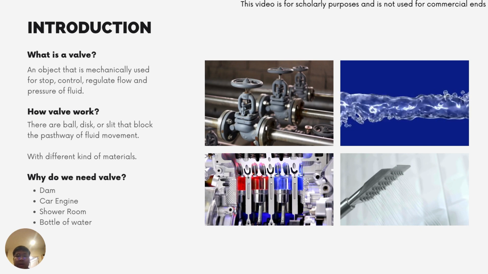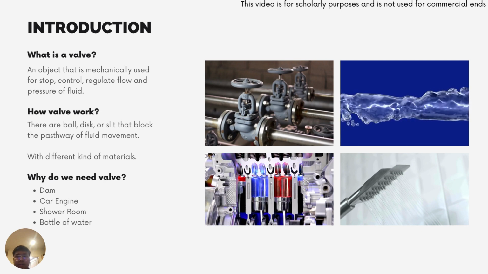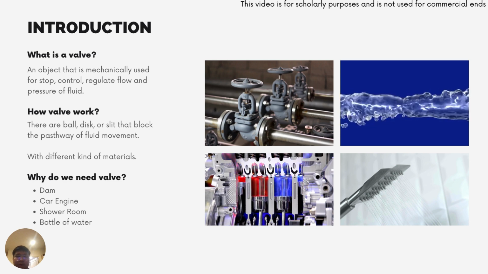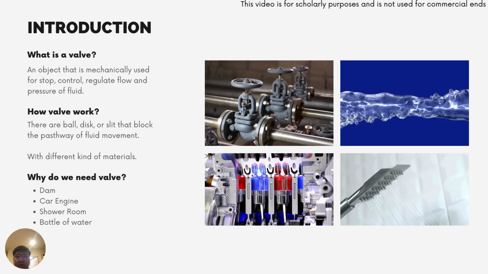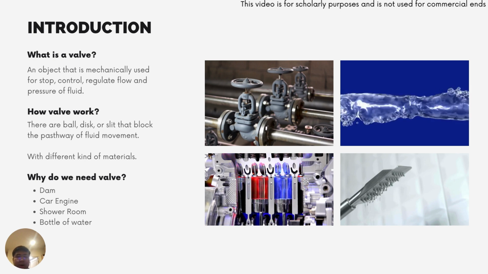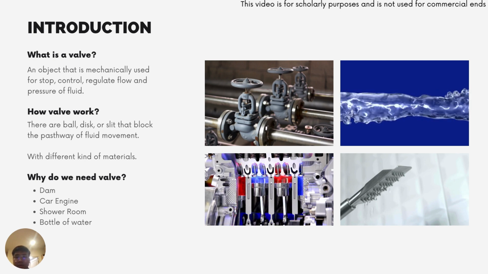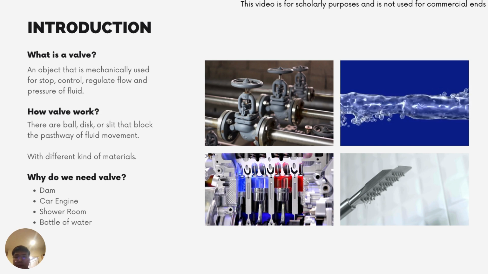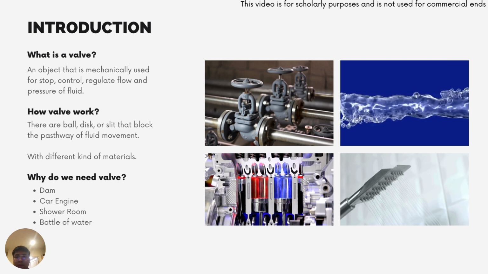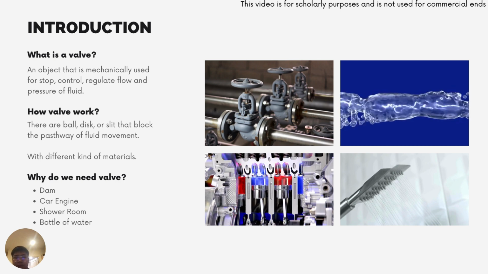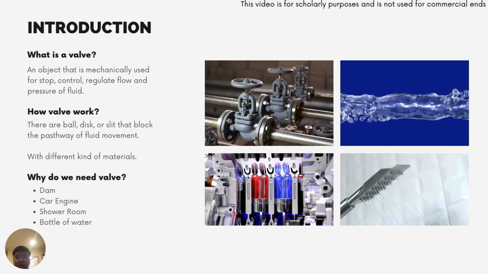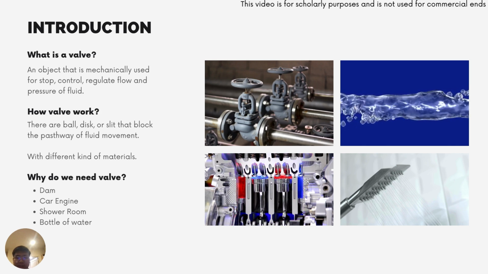Let's begin with what a valve is. A valve is an object used to stop, control, and regulate the flow or pressure of a fluid substance like water or gases. By using a ball, disc, or slit to block the pathway of the fluid movement, this can be controlled manually or automatically, by using the mechanical property of the valve materials and/or the pressure that occurs on the area of installation.